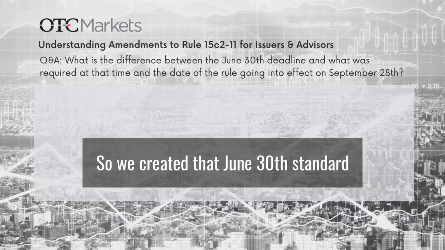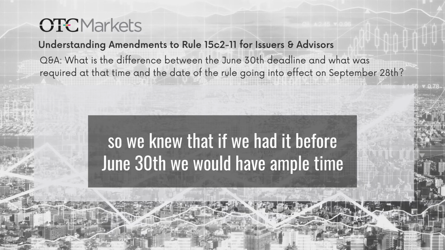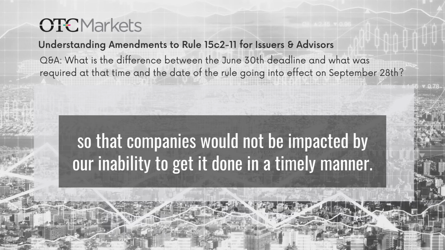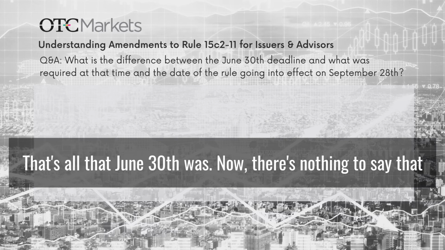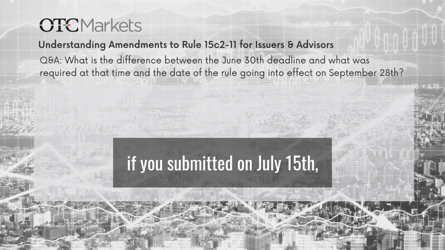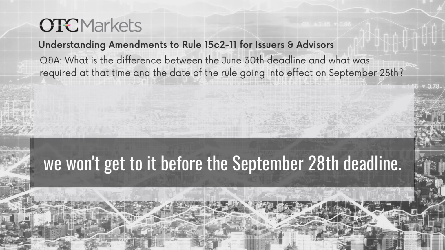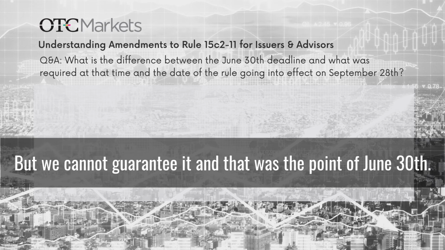So we created that June 30th standard so we knew that if we had it before June 30th, we would have ample time so that companies would not be impacted by our inability to get it done in a timely manner. That's all that June 30th was. Now, there's nothing to say that if you submit it on July 15th, we won't get to it before the September 28th deadline, but we cannot guarantee it. And that was the point of June 30th.